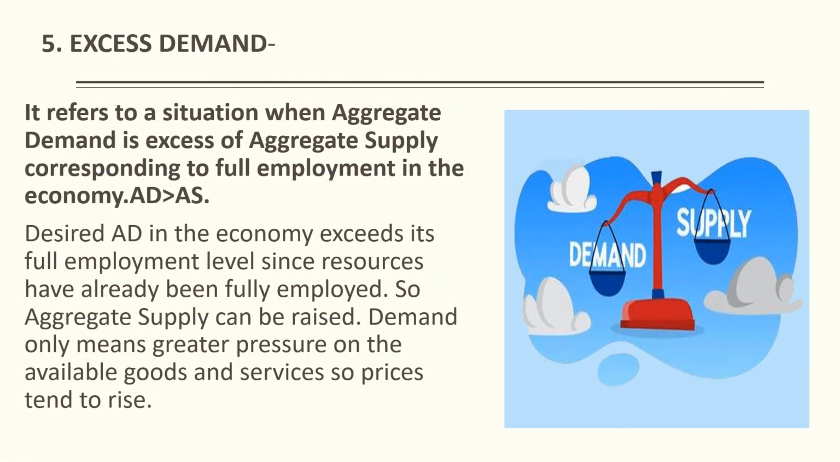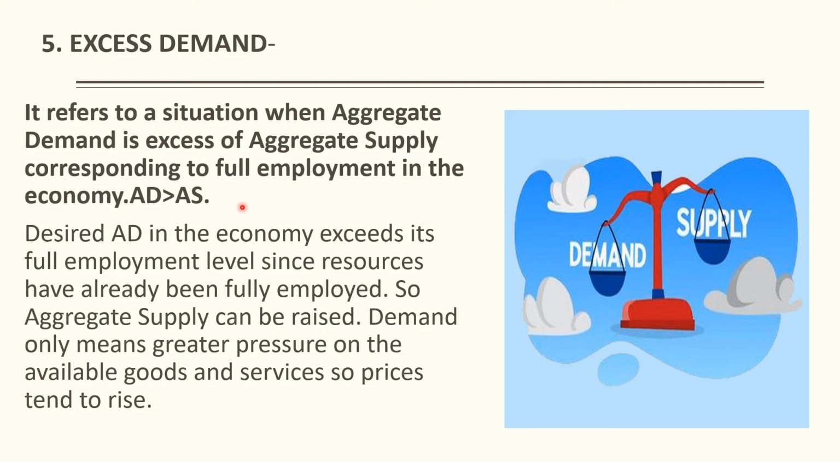Having learned the concepts of aggregate demand and aggregate supply, we are now in a position to understand a new concept, and that is excess demand. So obviously it means that demand is more than supply. Let us define it properly. Excess demand refers to a situation when aggregate demand is in excess of aggregate supply. In other words, aggregate demand is more than aggregate supply. But at what level? Corresponding to full employment in the economy.